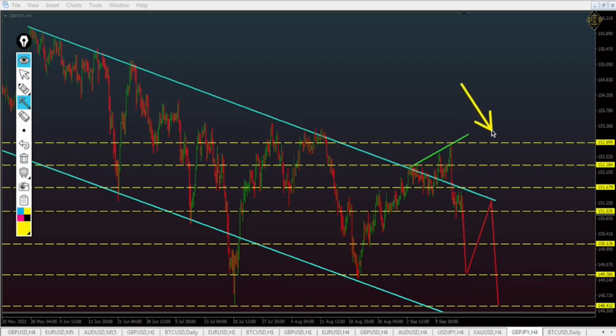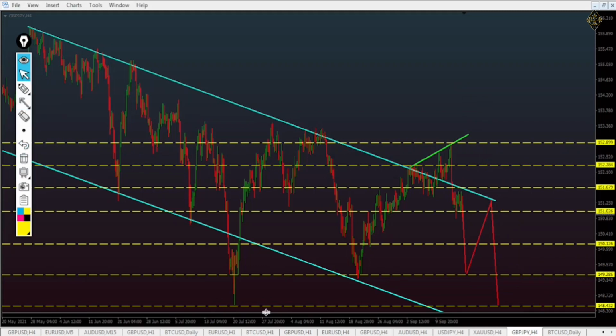The levels we got here: the first level here at 152.899, another level at 152.284, another level at 151.679, another level at 151.026, another level at 150.126, another level at 149.285, and the last one at 148.432. I think everything is very clear, my friend.